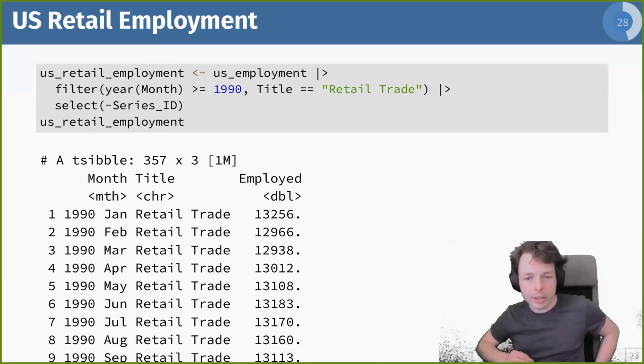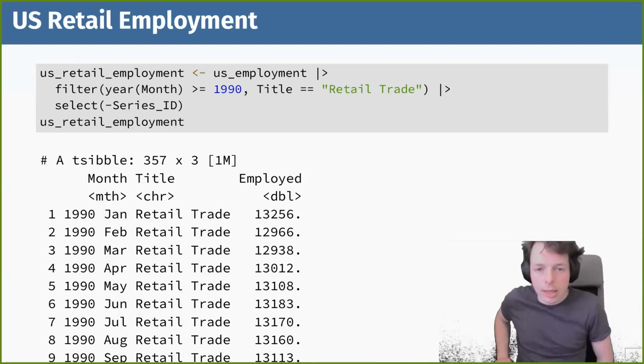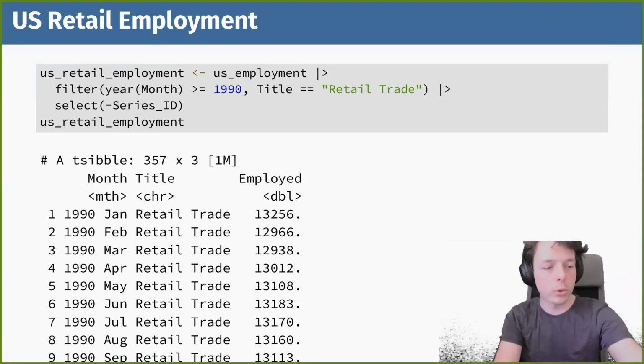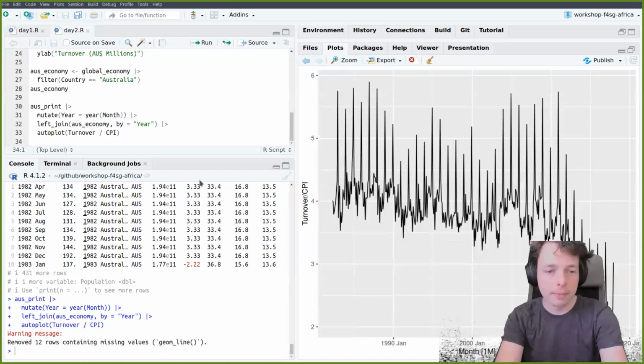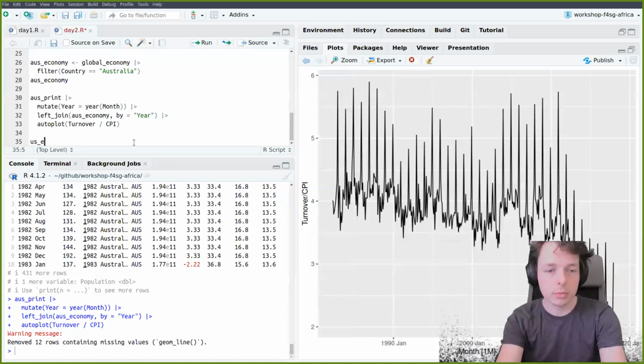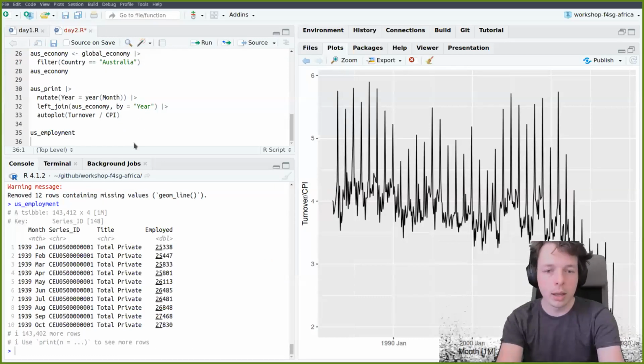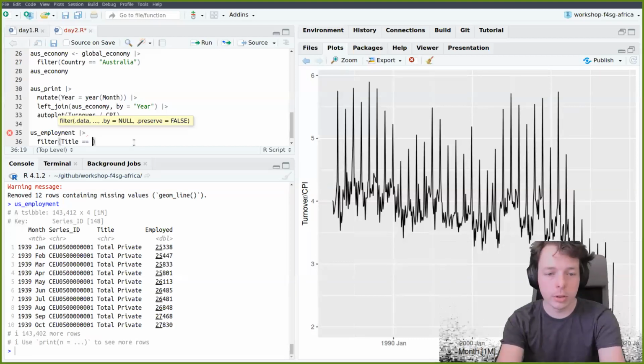Okay, so we've seen this data set yesterday, and we'll have another look at it in R now. So let's switch back over to R and have a look at US employment. And here I'm going to focus just on retail trade. So I'm going to filter the title to be retail trade.